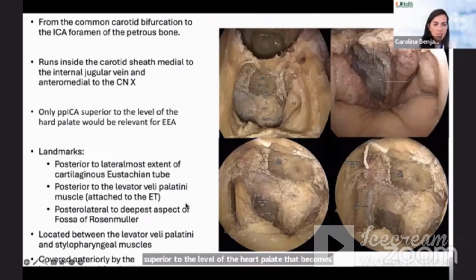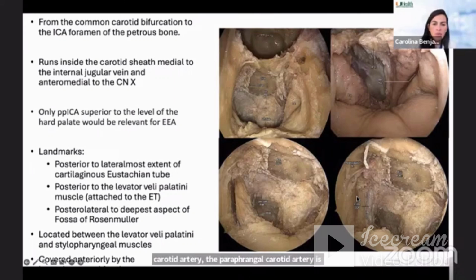Your landmark essentially is that it's going to be posterior to the lateral most extent of the cartilaginous eustachian tube. So you have the cartilaginous eustachian tube here. And then posterior to the lateral most extent of this, if you draw a line back, you'll see the parapharyngeal carotid artery is going to be right there. So this is with all the soft tissue removed.